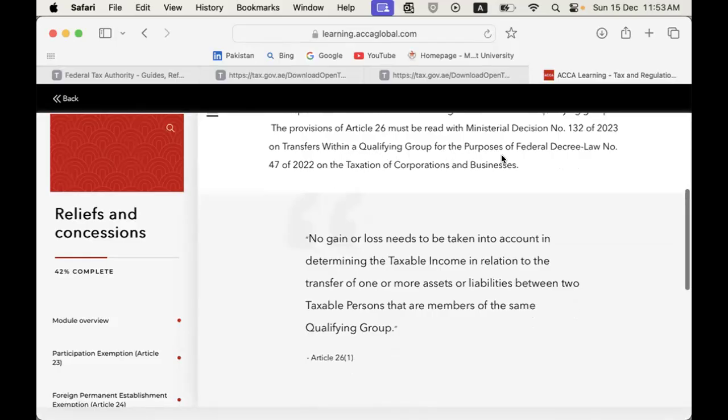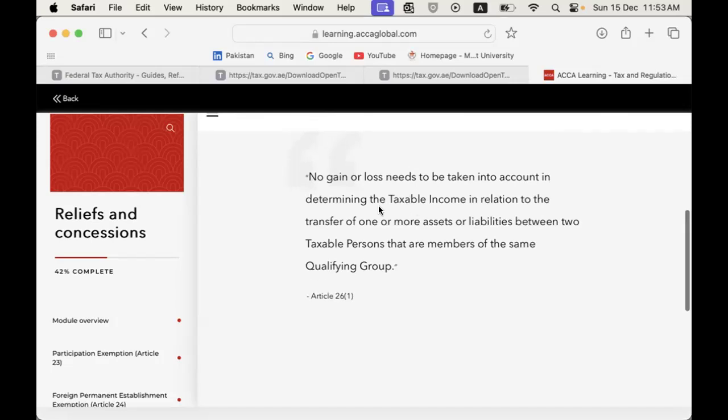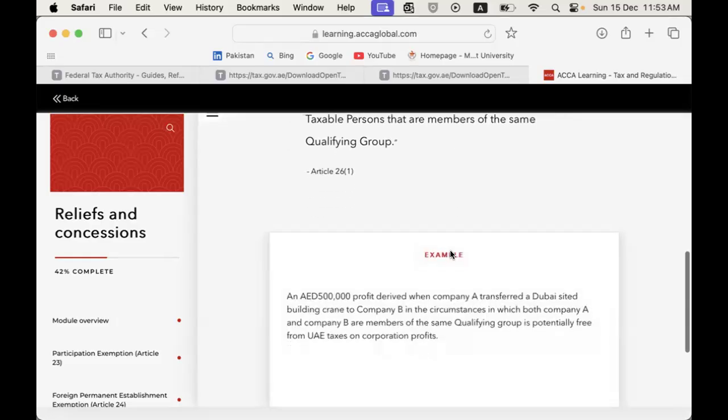Provision of Article 26 must be read with Ministerial Decision number 132 of 2023 on transfers within a qualifying group for the purpose of the decree law. No gain or loss need be taken into account in determining the taxable income in relation to the transfer of one or more assets or liabilities between two taxable persons that are members of the same qualifying group.